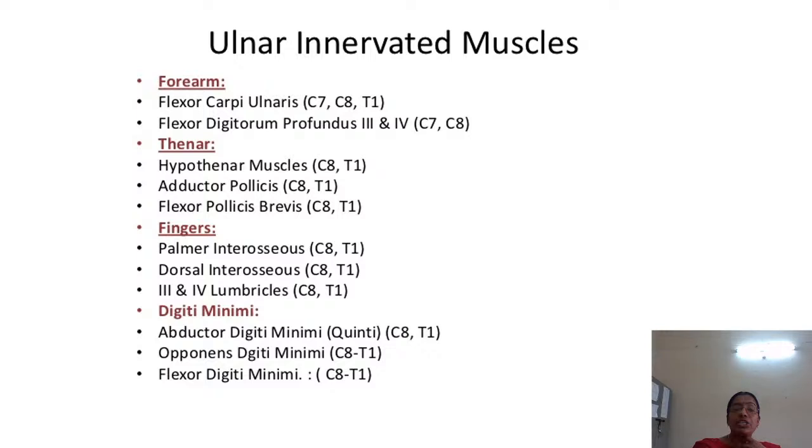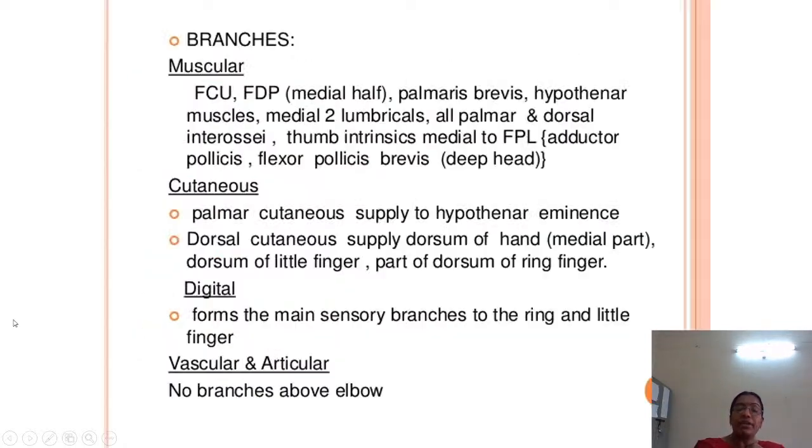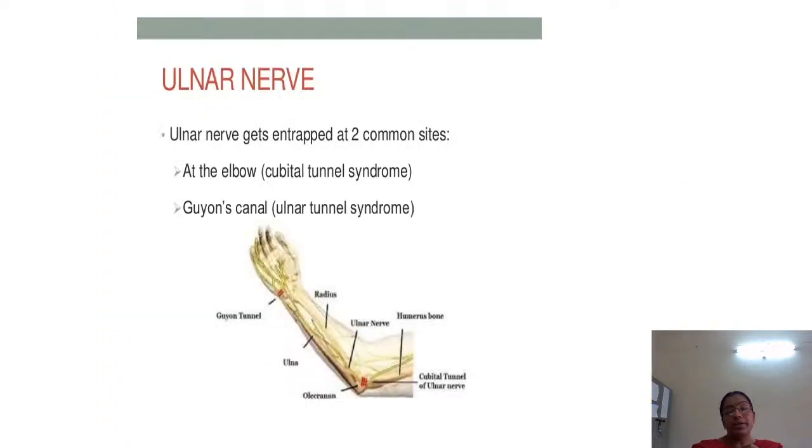So when you see the innervation of the ulnar nerve in the forearm, it is supplying the two heads of flexor carpi ulnaris and a part of flexor digitorum profundus. In the hand, the hypothenar muscles are all supplied by the ulnar nerve, along with the adductor pollicis, and the superficial branch of the ulnar nerve, which is supplying flexor pollicis brevis, palmar interossei, dorsal interossei, and the third and fourth lumbricals. So all these are innervated by the ulnar nerve.